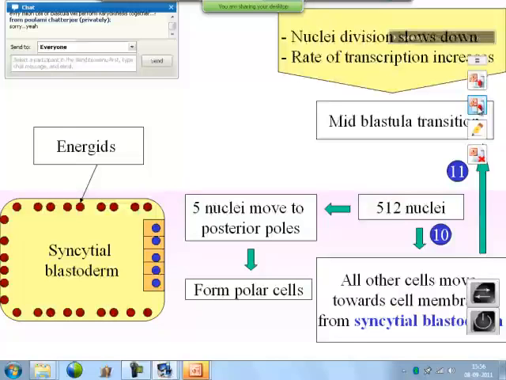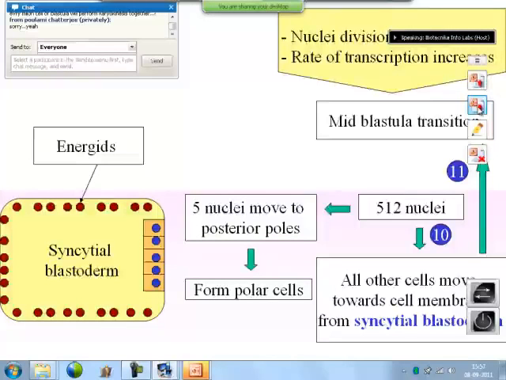Now, in the case of Drosophila specifically, what is observed is that nuclear division will slow down after the 11th cleavage. Once the 11th cleavage is over, the nuclei are present near the cell membrane, so there only the cleavage is taking place. So the nuclear division will slow down.